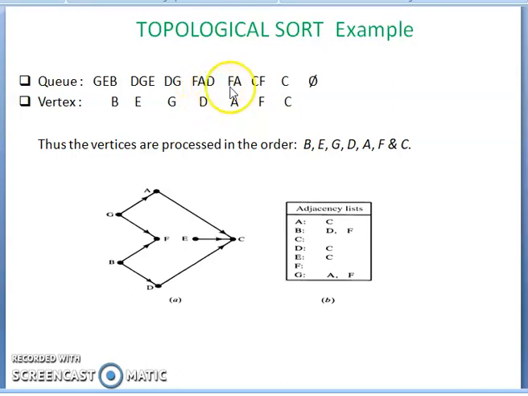Similarly you take D, whose in-degree is already 0. You consider this D. If you remove this edge, the in-degree value of C is 2 minus 1, which is 1. That is not 0, so it is not added. After D, the Q has F, A.